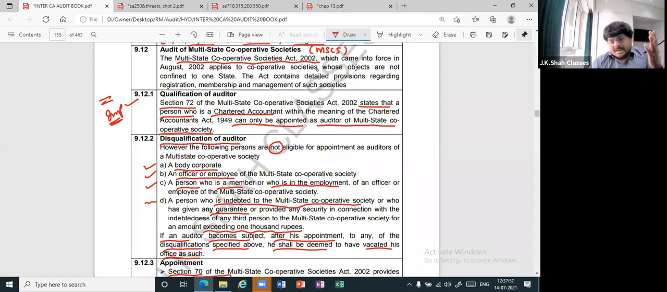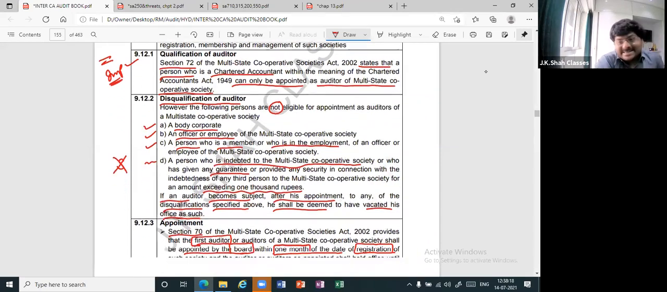Only the first four clauses are there. In that also, I hope the S clause is not there. Correct. So can I say body corporate, officer or employee, partner or employee of the officer or employee, or any person who is indebted or guarantor for more than how much? 1000. Be careful. And you can be qualified only at the time of appointment. Can you be disqualified after appointment also?